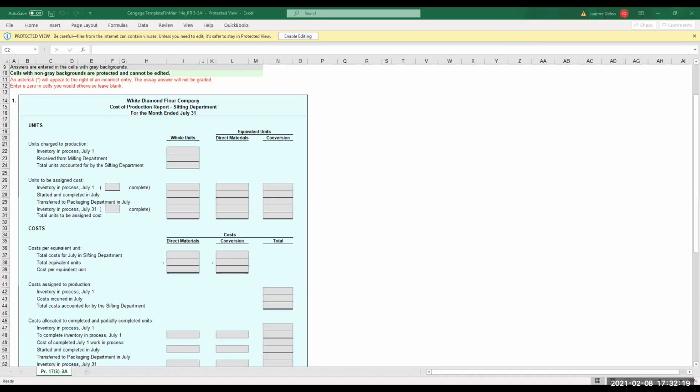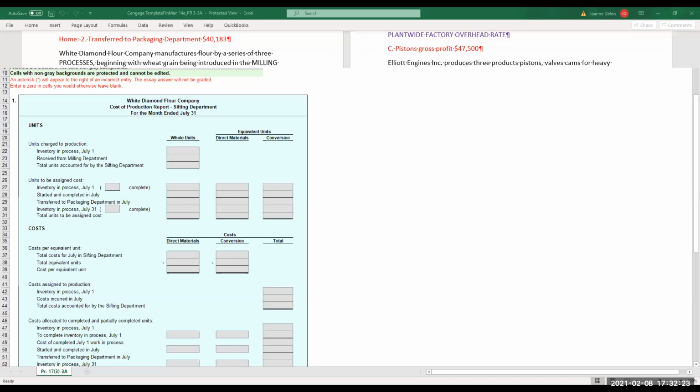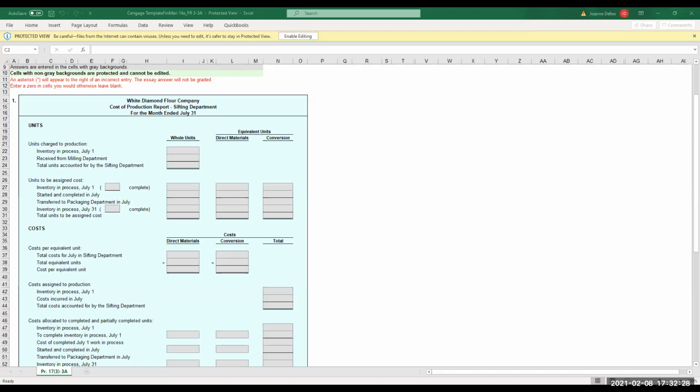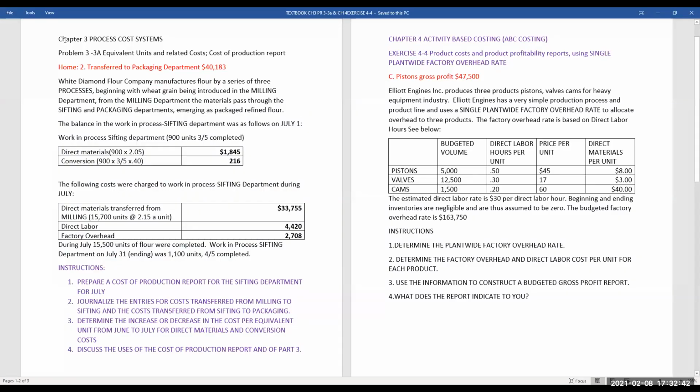So here's on this page, White Diamond Flour. I would make a note of some of this information, unless you have your book, then you don't have to. So on the left-hand side, can everyone read this? Let me do another share. Make sure you're looking at the same thing as I am. So this is the problem we're dealing with right now. The equivalent units and related costs and the cost of production report. Notice that when you look in your textbook, they give you a hint. They tell you that the transfer to packaging department is $40,183. So let me just type that. I would write that down in my notes. So transferred to packaging department, $40,183. That's a gift from the textbook people. They're giving you a piece of the information.